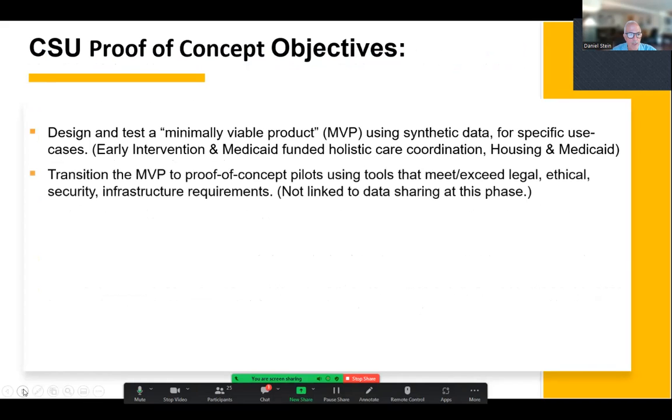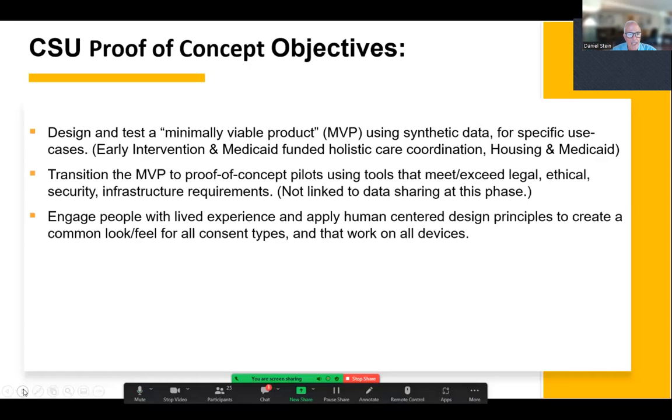Into the second year, we would transition from an MVP to a proof of concept. Actually, there's no actual data shared at this point in time. We're thinking of this as sort of the front door before data sharing happens. You need to obtain the consent. Then after that, data sharing can occur.